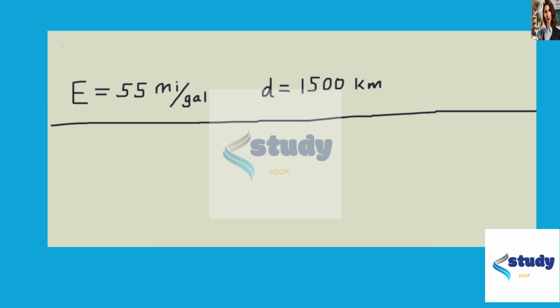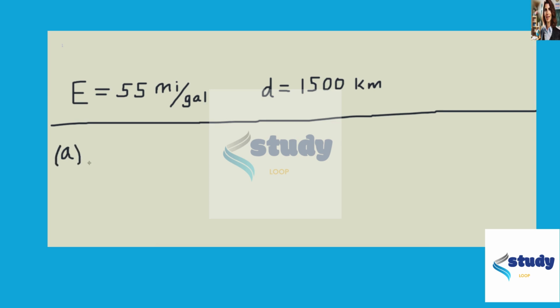We're told that we're driving a car with a fuel efficiency, which I call E, of 55 miles per gallon. For part A, we're asked to figure out that efficiency in kilometers per liter. For part B, we're asked to figure out how many gas tanks we'll need to go through if the distance we're trying to travel, D, is equal to 1,500 kilometers, and we have 45 liters per gas tank.